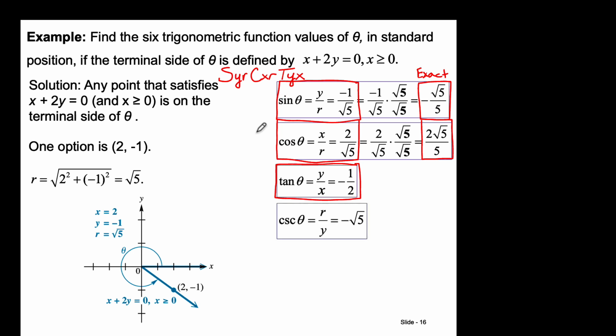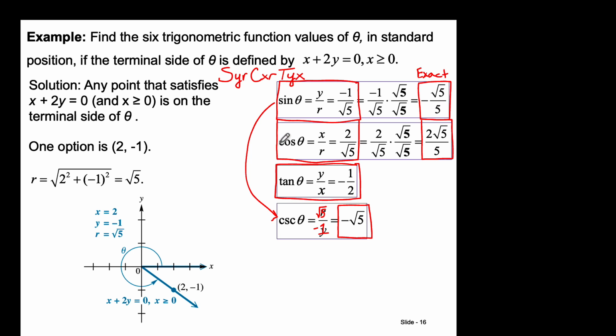I'm going to go with cosecant next. Cosecant is the reciprocal of sine. So instead of -1 over radical 5, I do the reciprocal, which is negative radical 5. Or you can take it from here, r over y. R is radical 5, y is -1, and that simplifies to negative radical 5. This is the exact value of cosecant of theta.